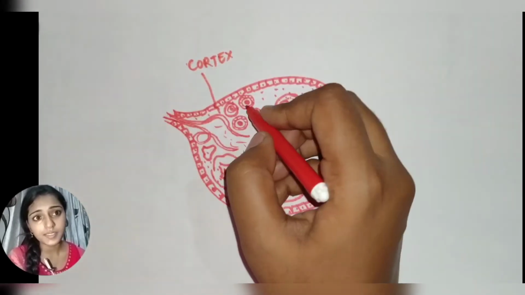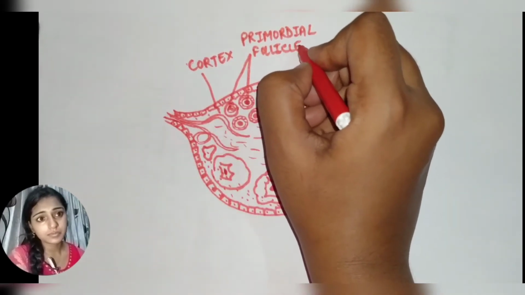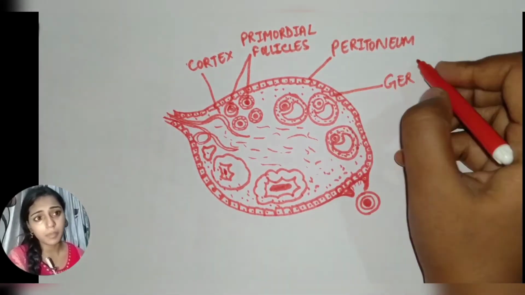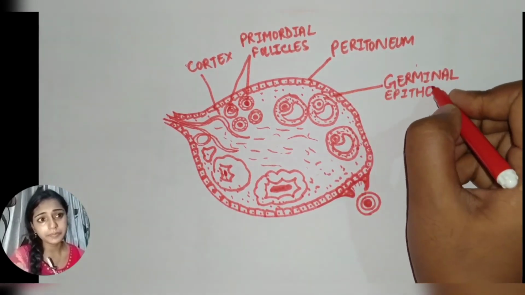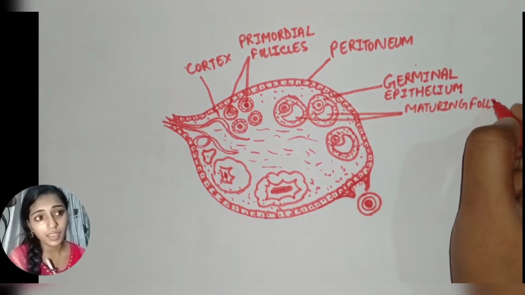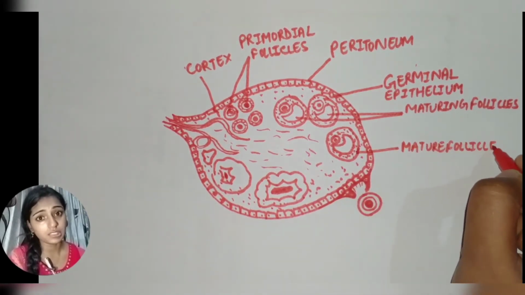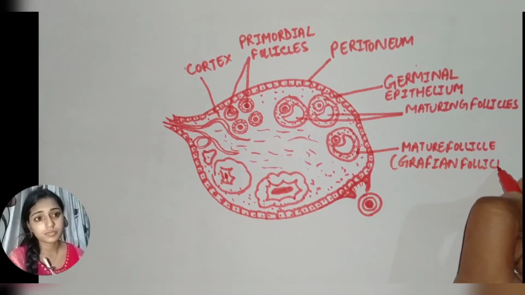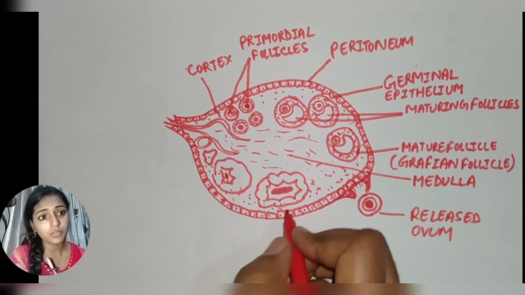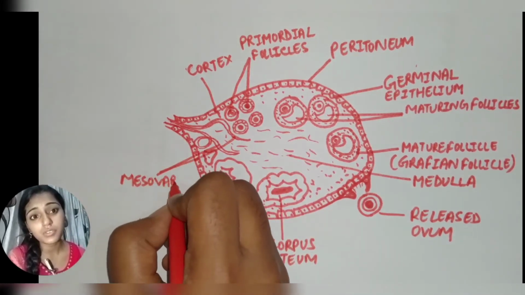Now label it: cortex, primordial follicles, this is peritoneum, the outer lining of the germinal epithelium. This is the germinal epithelium, and these are the maturing follicles. This is the fully matured follicle, that is the Graafian follicle. This is the medulla part. This is the released ovum, released from the rupturing of the Graafian follicle. It is the corpus luteum, and this is the mesovarium.